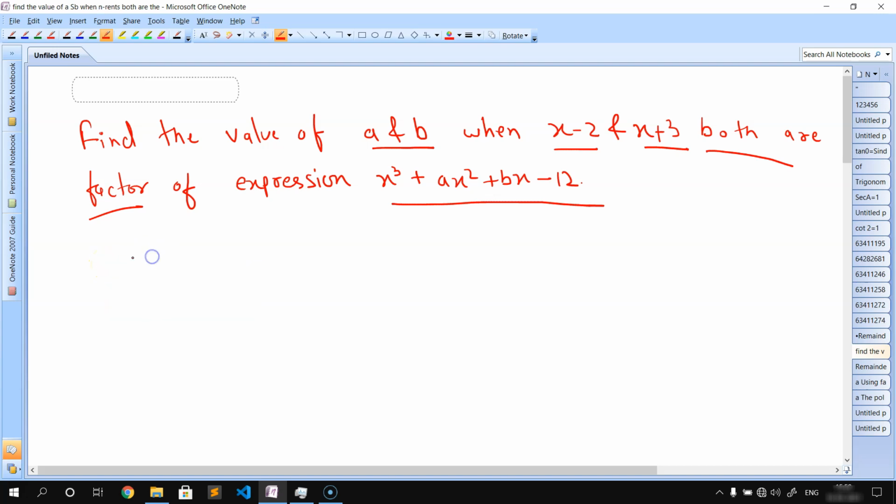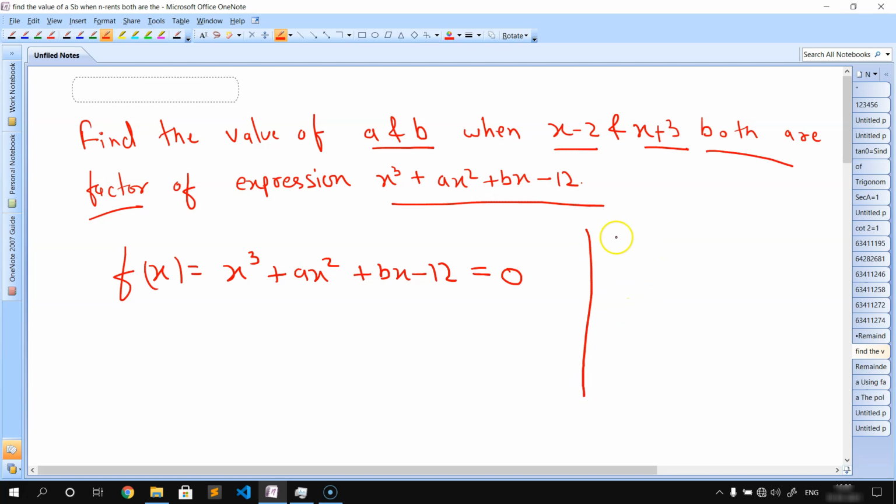Here, first of all, f of x equals x cube plus ax square plus bx minus 12 equals 0, because here it is mentioned both are factors. So we have two values of x. First, x minus 2 equals 0, which means x equals 2, and x plus 3 equals 0, which means x equals minus 3.